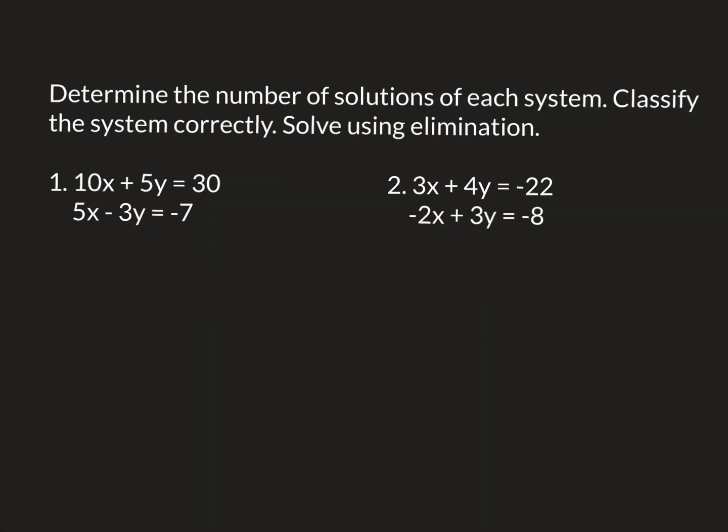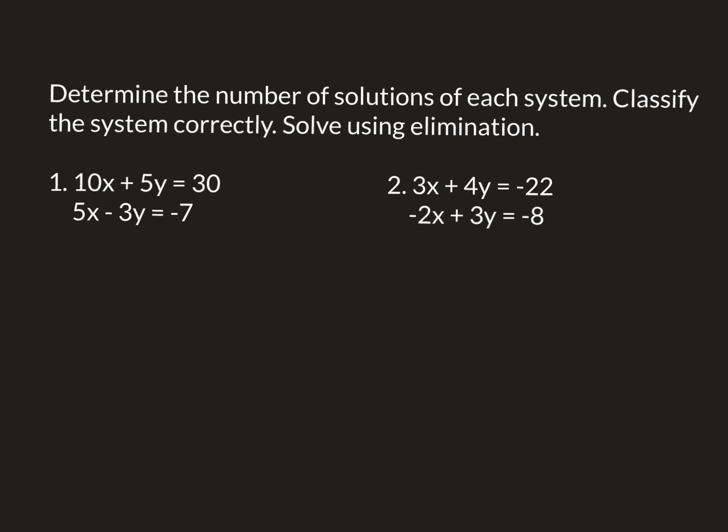So there's my first example. I have 10x plus 5y equals 30, and I have 5x minus 3y equals negative 7. For step 1, you get to choose which variable you want to get alone. And I'm going to choose x on the first one and choose y on the second one. But you could choose y on the first one and x on the second one.